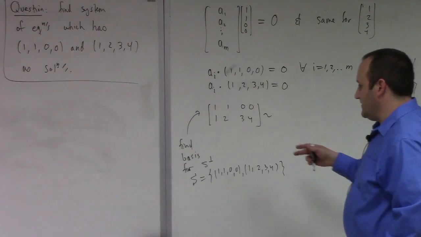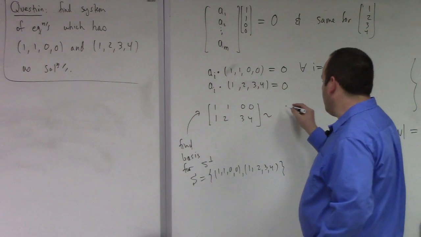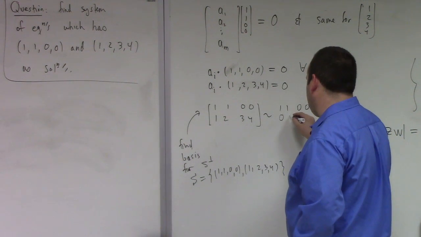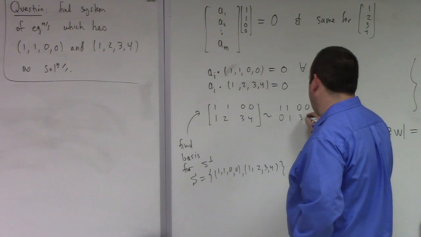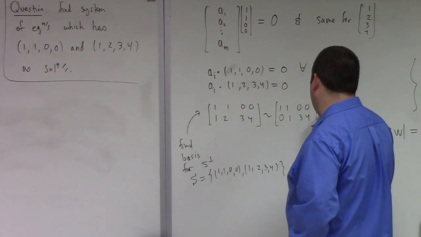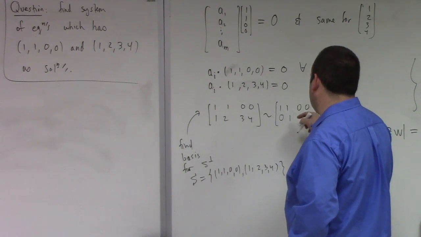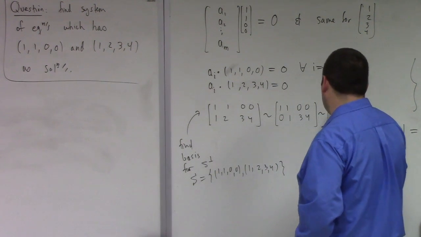So let's see, row reduction. 0, -3, -4, 0, 1, 3, 4. The upper ones. Oh, you're one step beyond me. Okay.